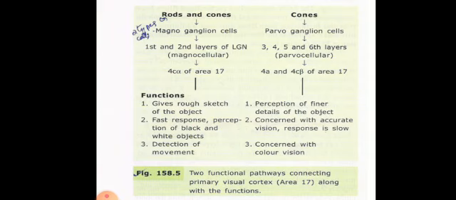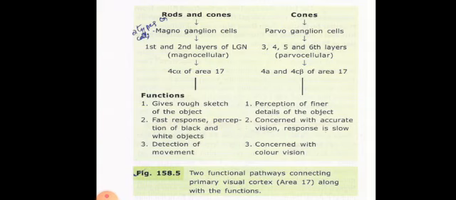So when the impulse from the rods and the cones goes through the magnoganglion cells, it will reach the first and the second layers of the lateral geniculate nucleus, the magnocellular layers, and it reaches the 4C alpha of area 17. Basically, the functions of the impulse coming through that pathway are that it gives a rough sketch of the object, with a faster response, and the perception of black and white objects happens here, and even the detection of movement happens through the sensation coming through that pathway.